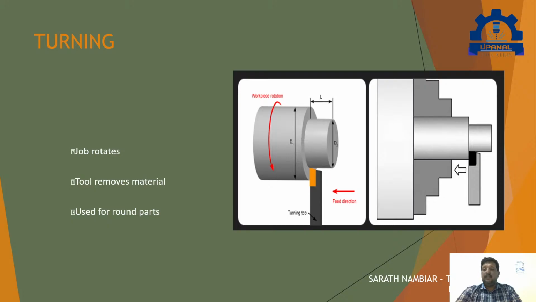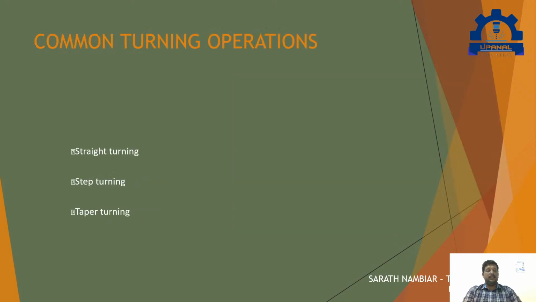Remove the material easily. That is why we use the turning operation. Next, the most common turning operations are straight turning, step turning, and taper turning. Straight turning is nothing but going straight. Step turning is where we are making steps. And taper turning is where we are making a taper, going in a conical or taper shape. That's how we take the taper.